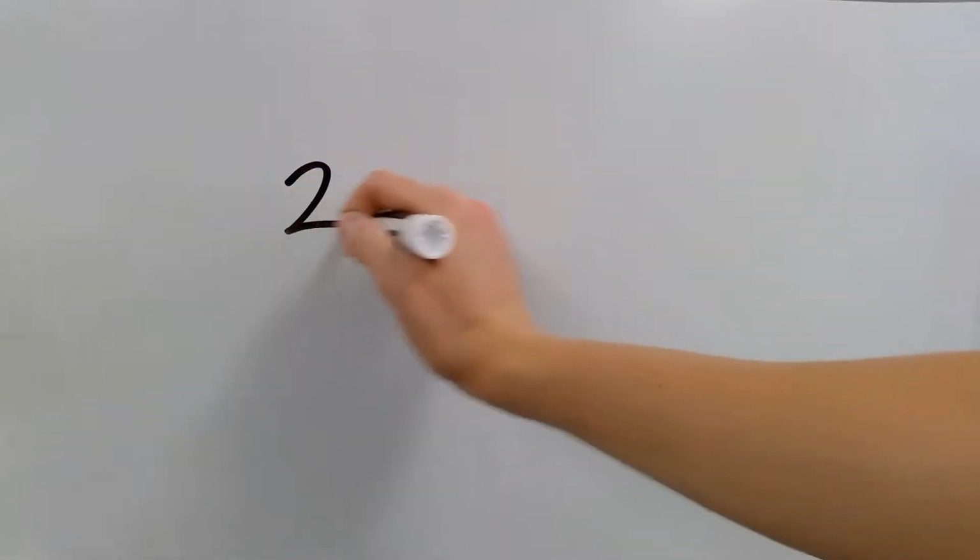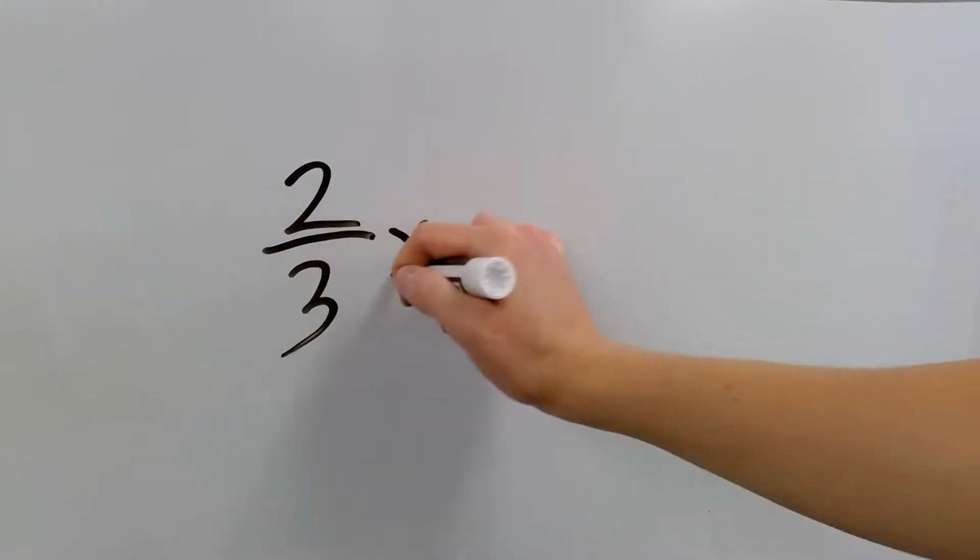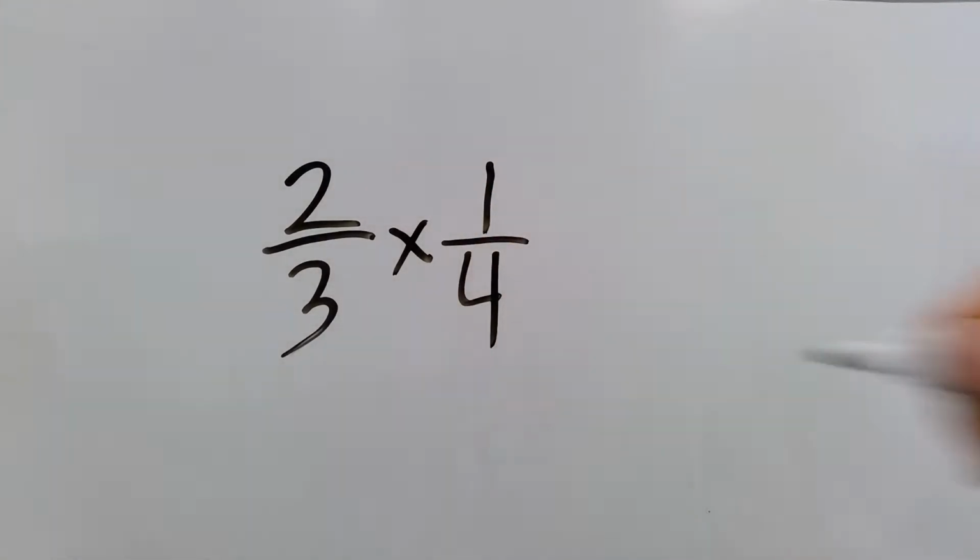So I'm going to give you a problem. I want you to do it and then check to see how you did. 2/3 multiplied by 1/4. So go ahead, pause it, solve it, and then click play and you can check your work.